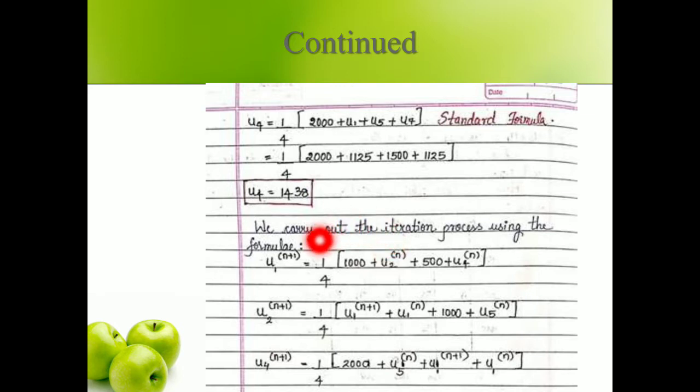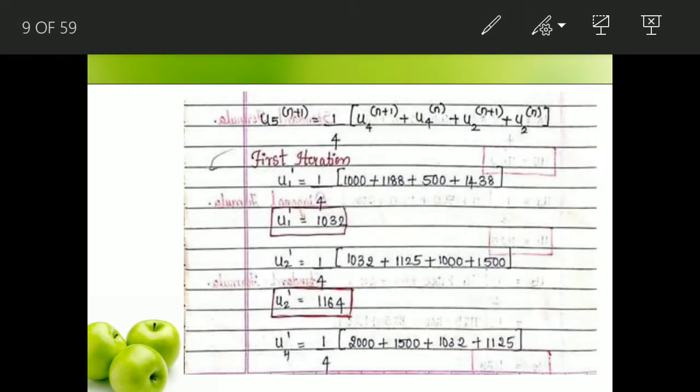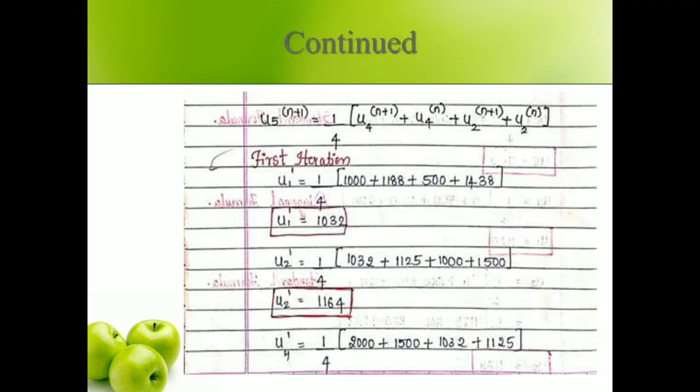But when you come to the second one, now already you have found out n plus 1, so you have to use the n plus 1 term. If you have found out even u1 and u2, then again you have to use the n plus 1 term here. Then u5 n plus 1 is equal to 1 divided by 4 (u4 n plus 1 plus u4 n plus u2 n plus 1 plus u2 n). So the first iteration goes like this: u1 dash is equal to 1 divided by 4 (1000 plus 1188 plus 5000 plus 1438). So you have found out u1 dash.